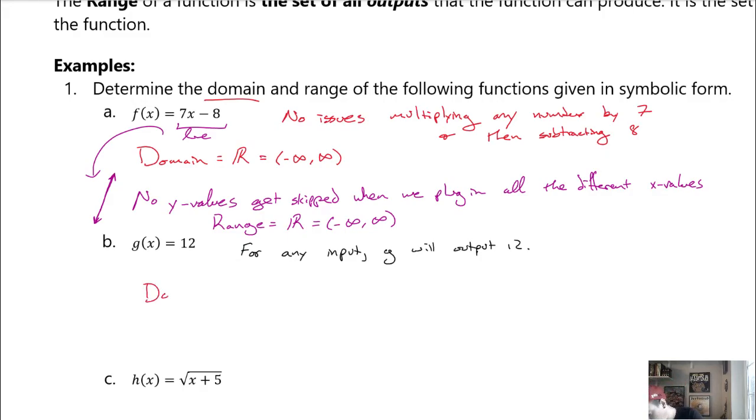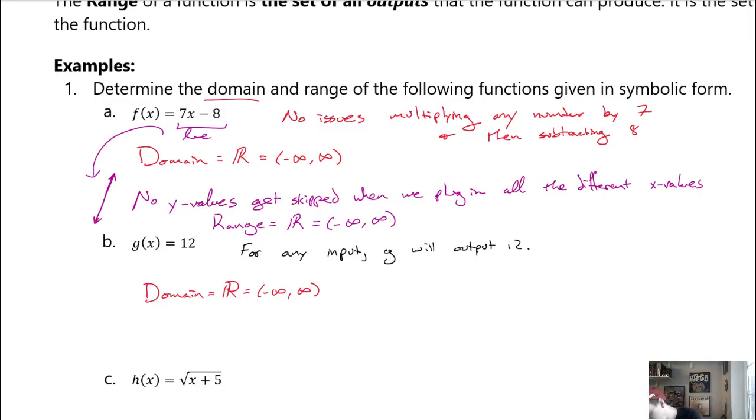So the domain is again all real numbers, the set of all real numbers, or the interval from negative infinity to infinity. I can plug anything in, not a problem, and no matter what, I get out 12. So the domain is the set of all real numbers.